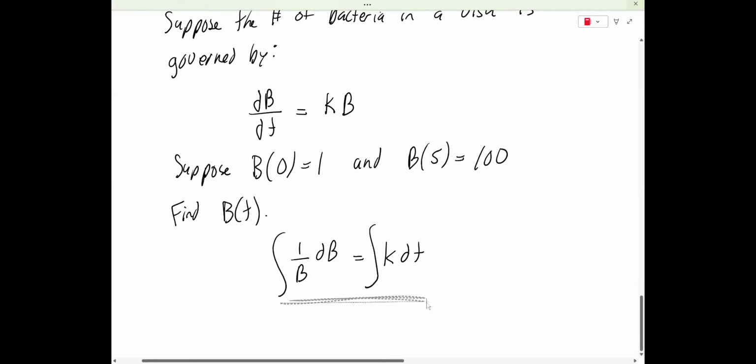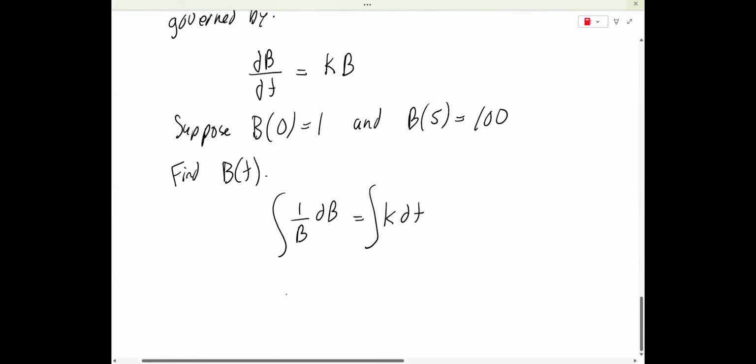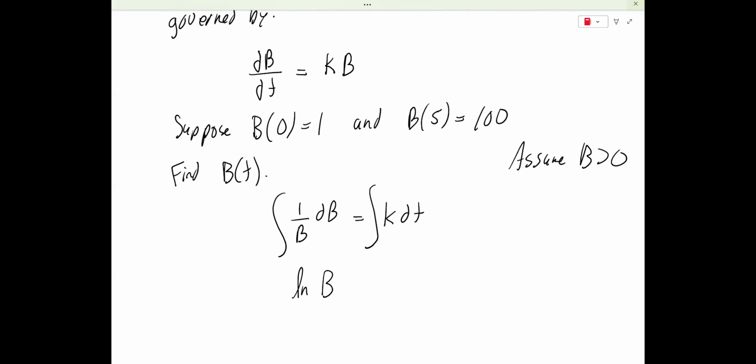So now I take the antiderivative of both sides. The left side would be the natural log of B. We'll assume B is greater than 0, no negative number of bacteria. So that's the natural log of B on that side equals, and the antiderivative on the right side is kt plus C. Don't forget the plus C there.